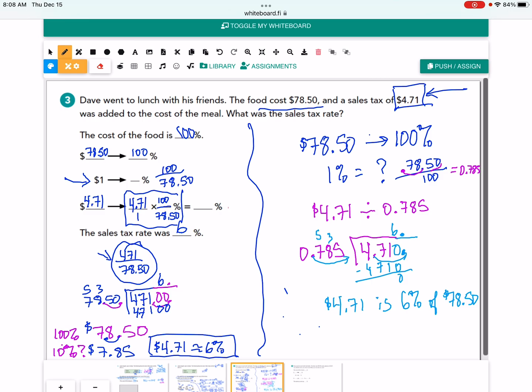There are actually way more complicated ways. You could go ahead and divide 100 by 78.50, and then you would have to use your calculator to do that, because you're going to wind up with a decimal, and then multiply that by 471. That'll give you 6% as well. And that's the reason that the calculator icon is in the corner of your page, right next to the number 3, telling you to use a calculator, because if you do it that way, it's going to be really hairy and difficult to deal with.